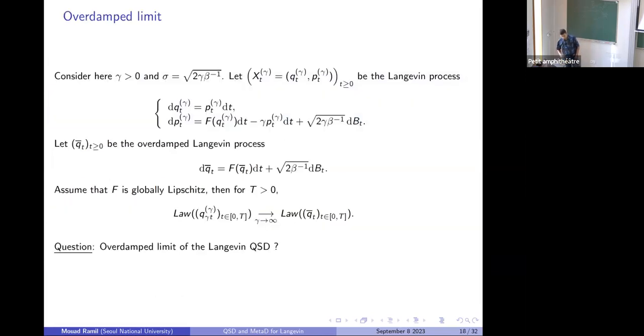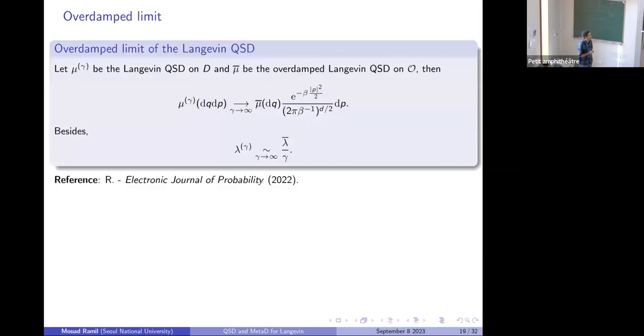Another question we asked ourselves was: we know that if you look at the position of the Langevin process, you rescale in time by the friction gamma, and then you take gamma going to infinity, it's well known that it converges to the law of the overdamped Langevin process. So the question we asked ourselves: can we have some overdamped limit for the QSD? Namely, we have some limit, and with respect to the position coordinate, we obtain what we would expect, which is the QSD of the overdamped Langevin process on the position domain.